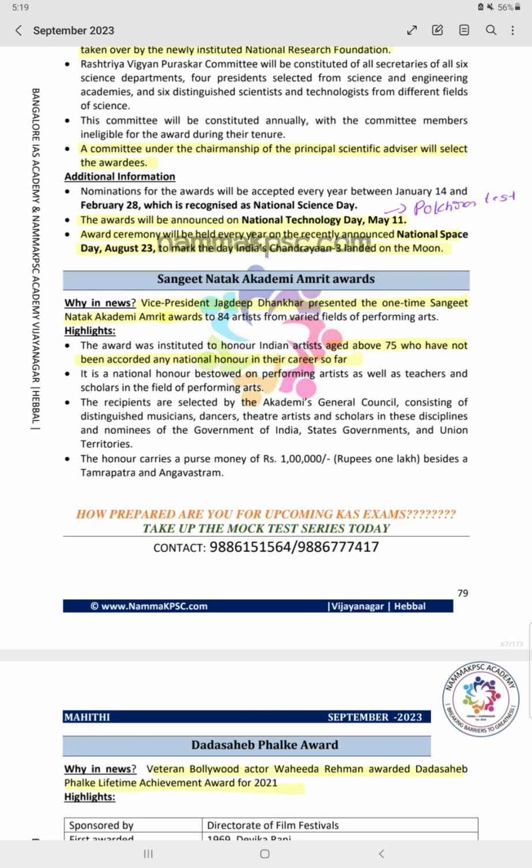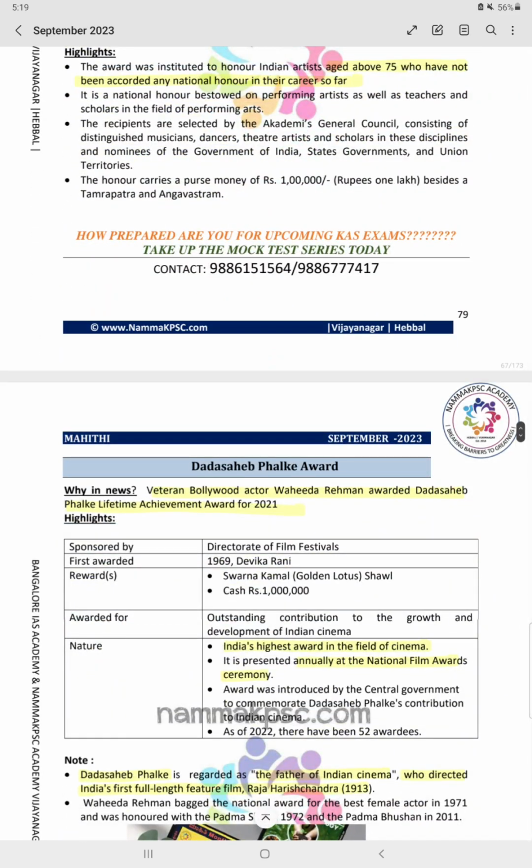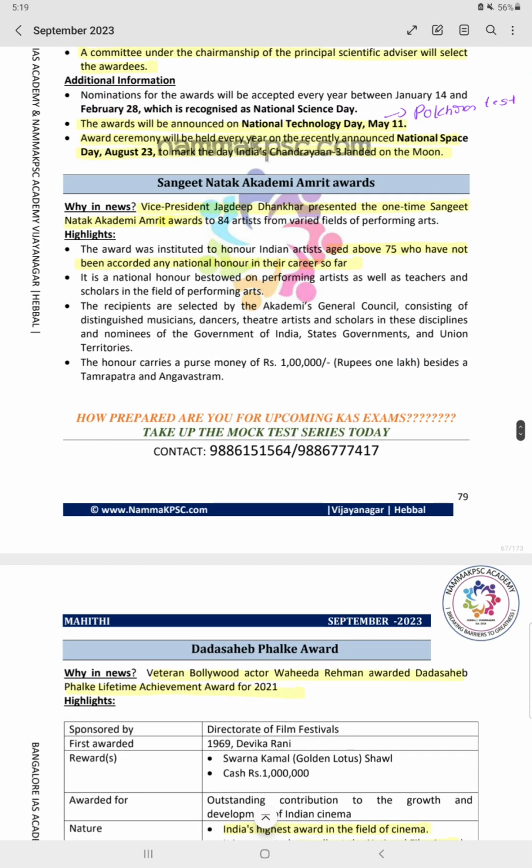Then we have the Sangeet Natak Academy Amrit Awards. So Vice President Jagdeep Dhankhar has presented the one-time Sangeet Natak Academy Awards to 75 artists who have not been awarded any national honor yet.